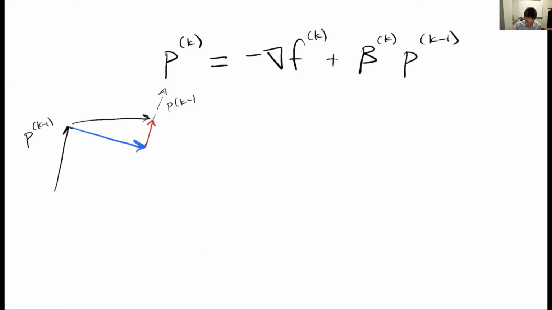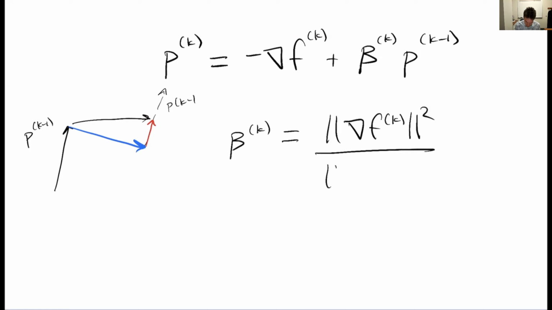Okay, so beta is also given for us. It just depends on these gradients. So let's see, it's the gradient. Actually, I'm going to write it as a norm, a little different than I wrote it in the book, but it's the norm of the gradient squared divided by the norm of the gradient of the previous iteration squared.